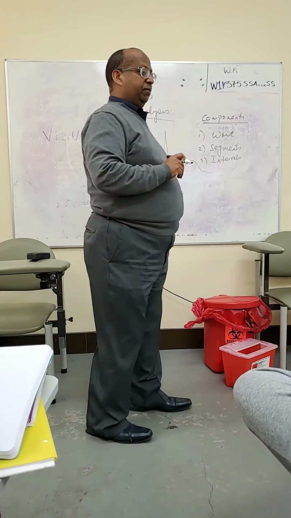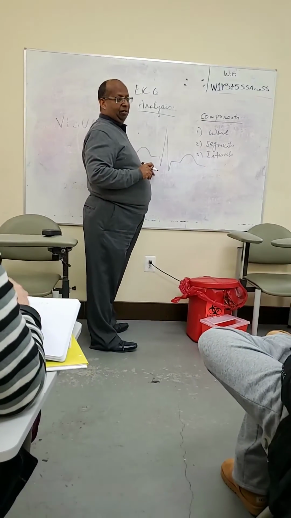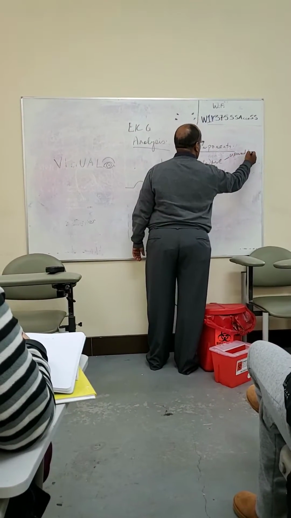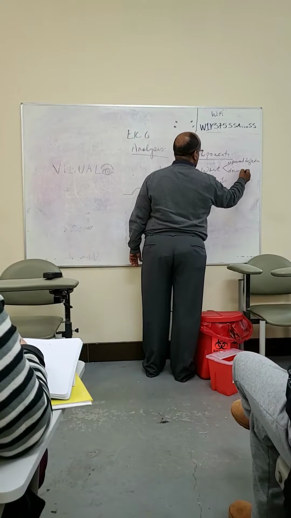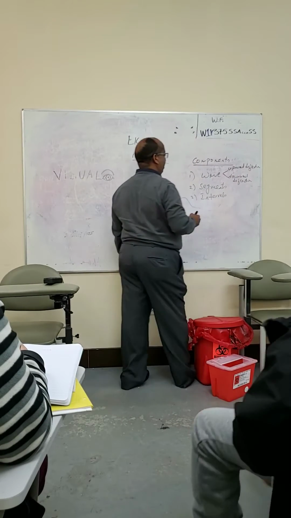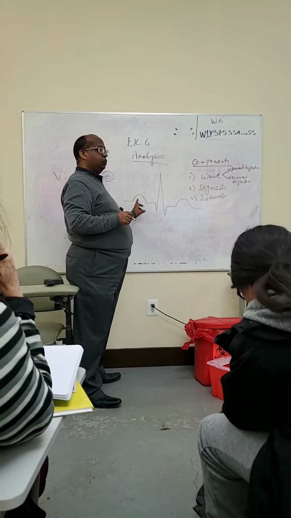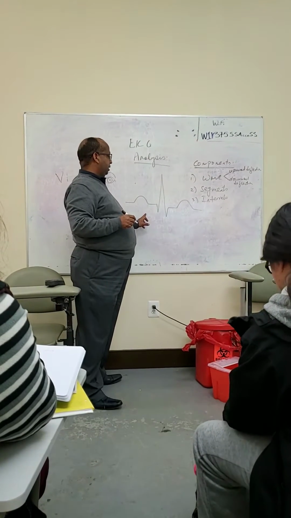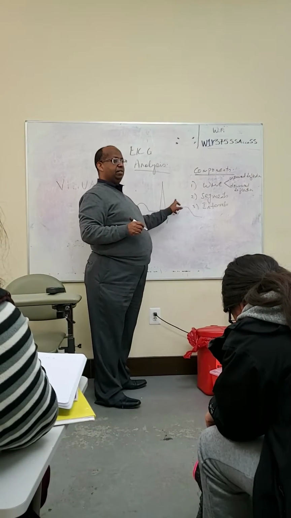So what are the waves? The waves are those that go up and down. So we have upward deflection and we have downward deflection. These are the two most important. If you see, for example, this one, is this up or down? Up. Yes. This one is down. This one is up. This one down. This is up.